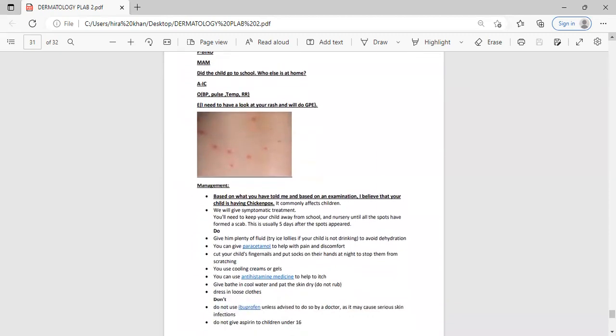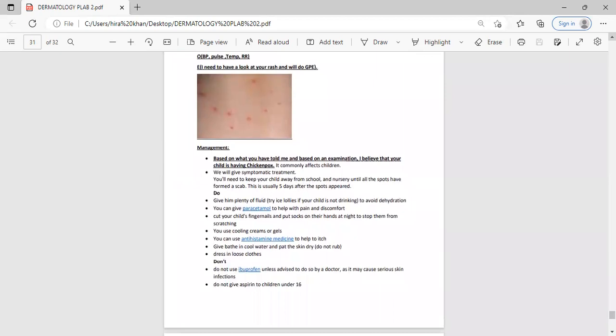And then cover the examination, and then you will explain that based on your signs and symptoms, I believe that your child is actually having chickenpox, and it very commonly affects children. What we're going to do is give some symptomatic treatment. You will need to keep your child away from the school and nursery until all the spots have formed a scab. This is usually 5 days after the spots appear.